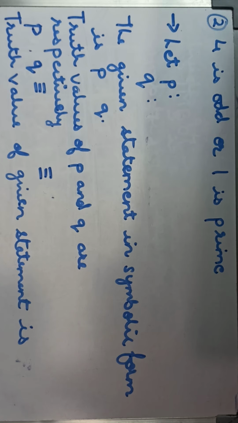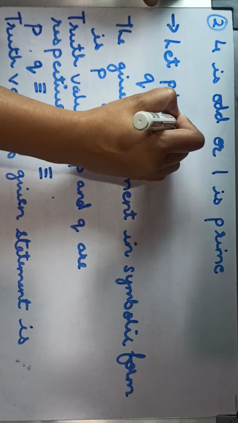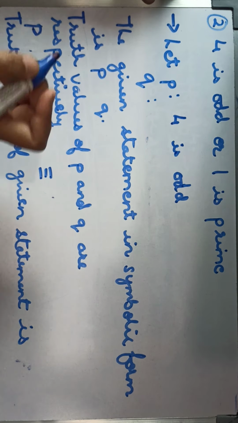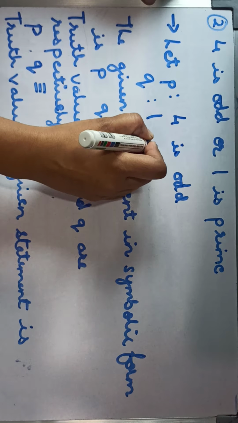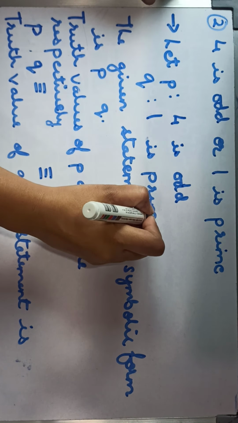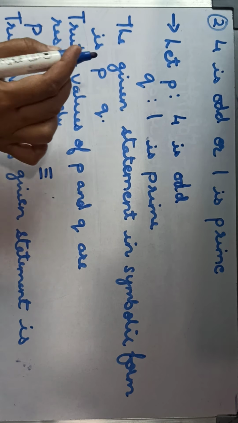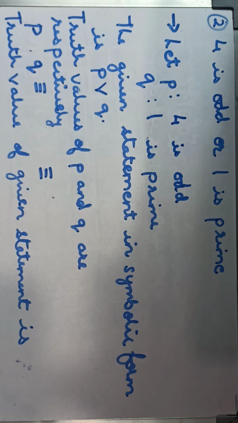The second one: 4 is odd or 1 is prime. So we can first represent them as P and Q. P will be 4 is odd. Q is 1 is prime. Now these are two component statements joined by the word "or." So that means this is a disjunction. So the given statement in symbolic form is P or Q.